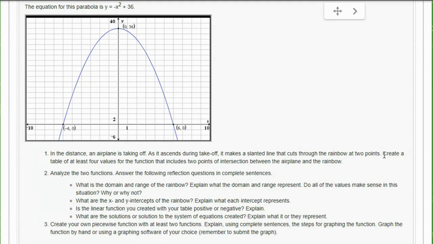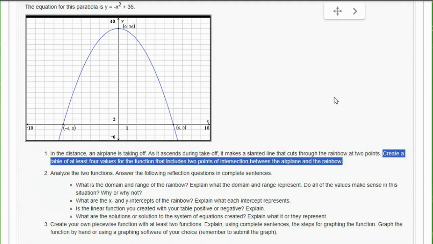Create a table. Okay, here's number 1. Create a table of at least 4 values for your airplane function, that includes the 2 points where it crosses through that graph. So when you make a table, you have to include the 2 points where it intersects, which would be the solution, right? You have to include those 2 points.